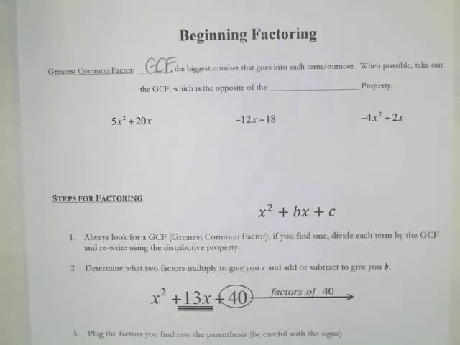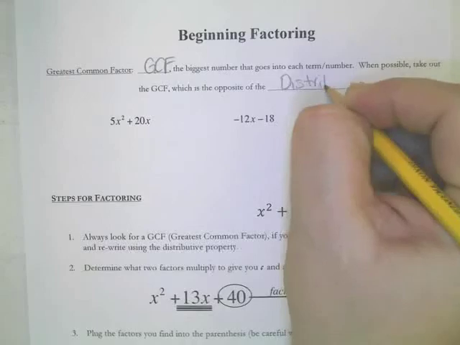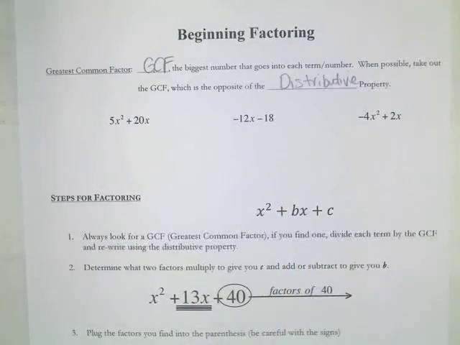And when you do this, this is just the opposite of the distributive property. The reason we do this is because it's easier to solve problems when you have smaller numbers. And by taking things out, like the greatest common factor, it'll make it easier in the long run.